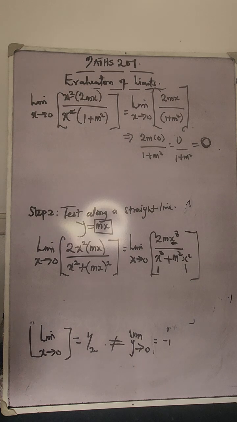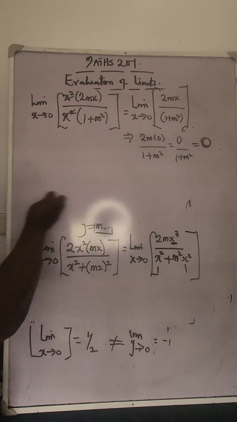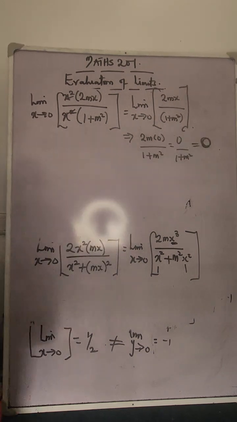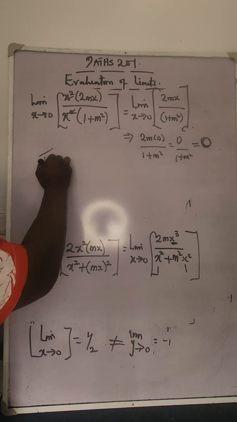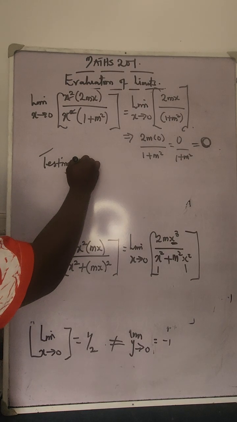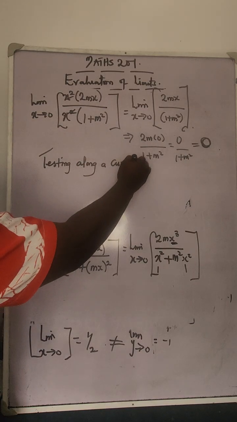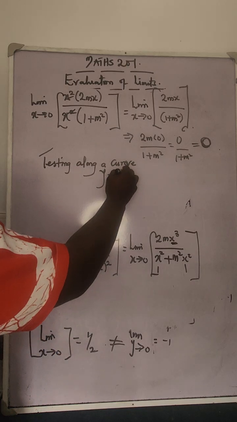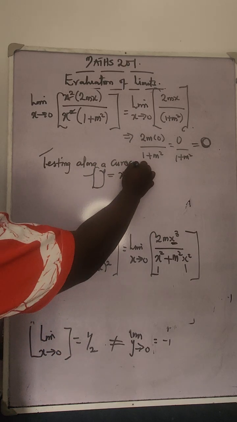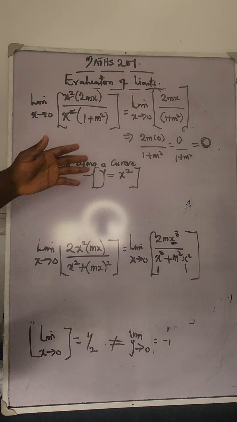So I'm not satisfied with this answer. Let me test it along a curve. I'm not satisfied with this answer, so let me use another method by testing along a curve. When you test along a curve, it is y equals x squared. But when we test along a straight line, it is y equals mx.